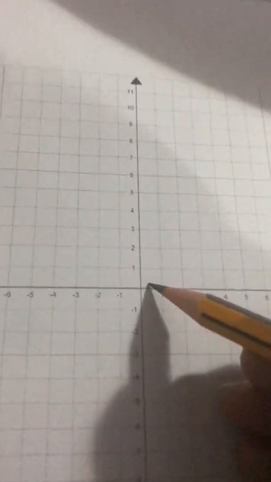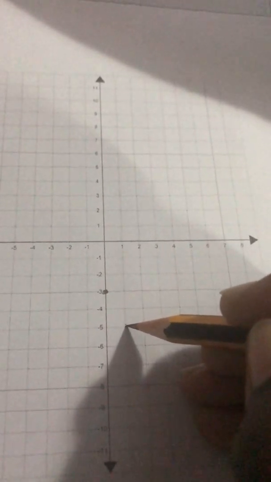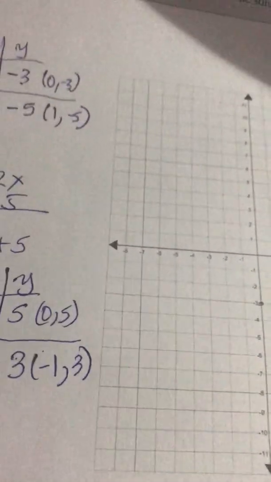So (0, -3) for the first one. (0, -3). (1, -5). Okay, where is my ruler? I take my ruler and I join my points. Okay. So you can say this is equation 1 and this is equation 2. So you can label that equation 1.